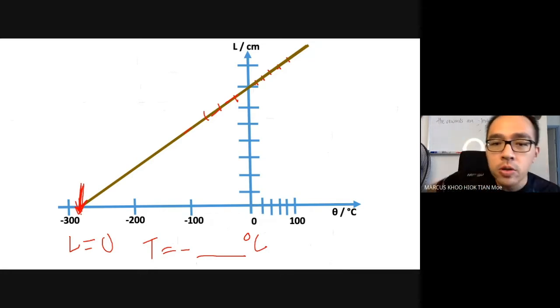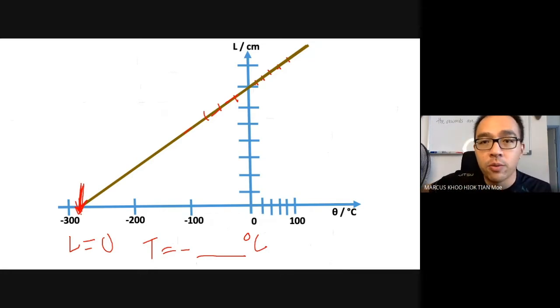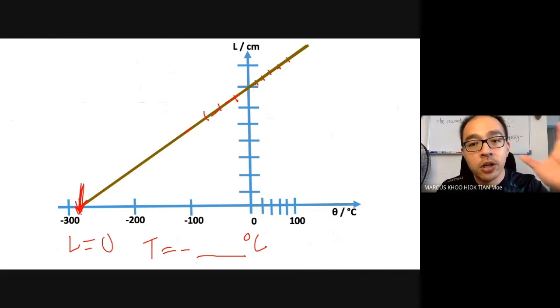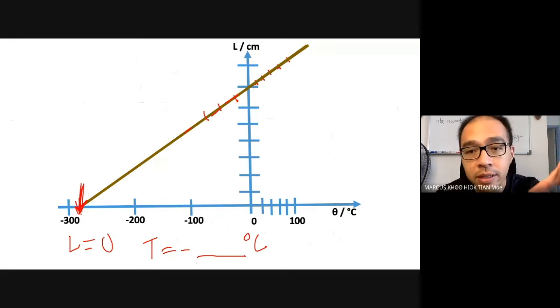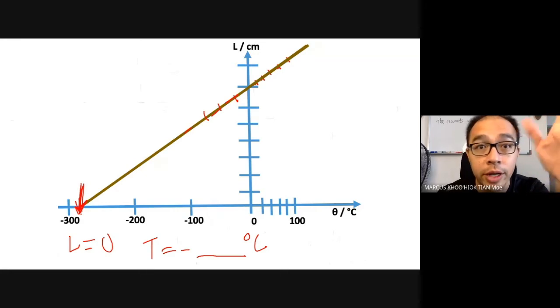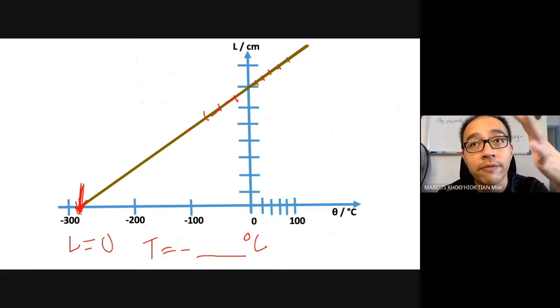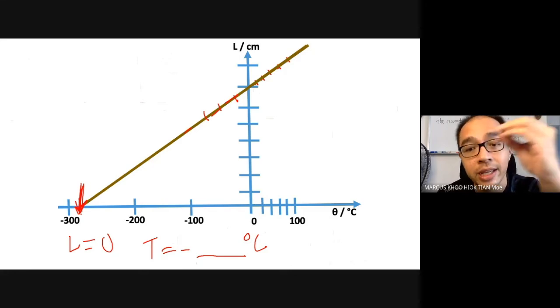All right, so you will find, everybody, that when you extend the graph, you will get a value between negative 275 and negative 285, around that value. Actually it's negative 270 until negative 280, around that value.